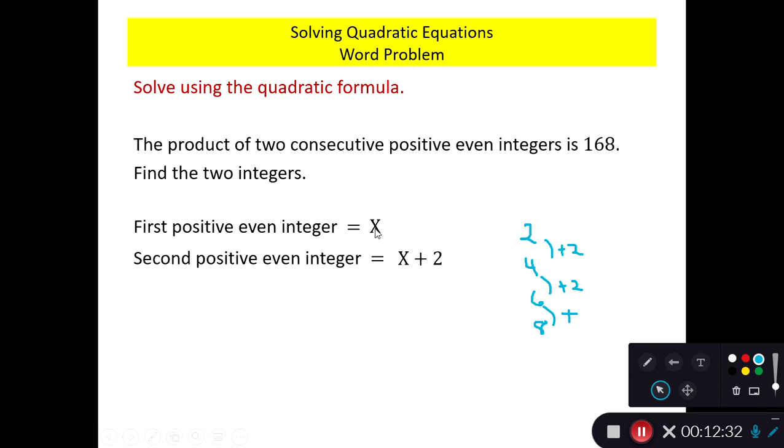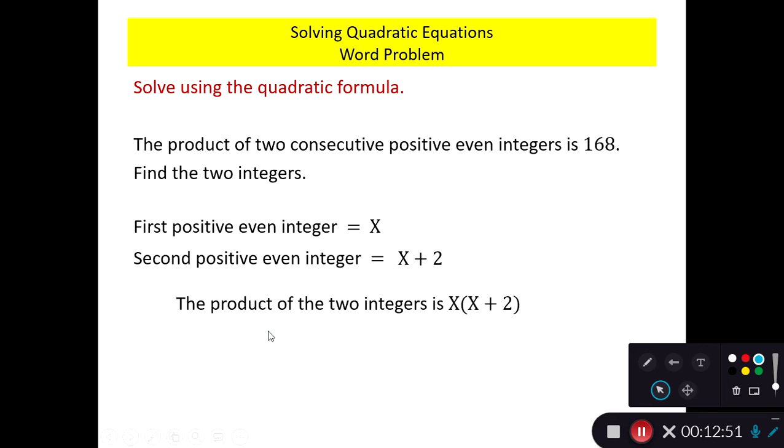So no matter what I start with that is even, if I add 2, I'll get the next even. So those will be my two integers. And when I get the product of them, product means multiply them, it will equal 168. So I'm going to multiply x times x plus 2, and it equals 168. And that is my equation to work this problem.